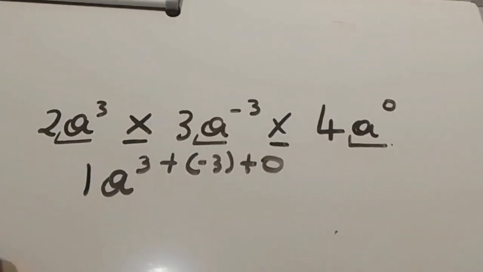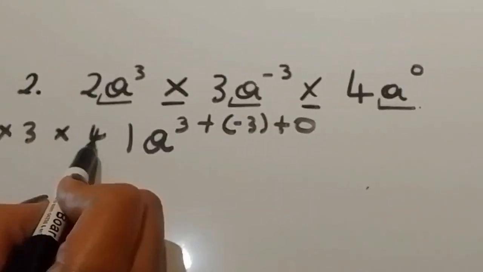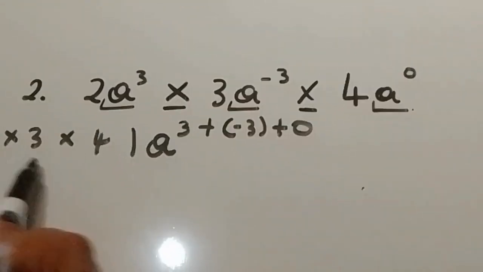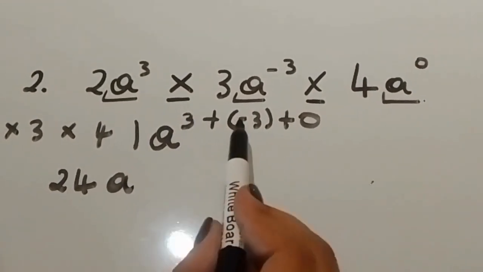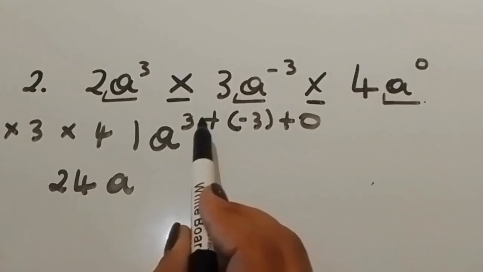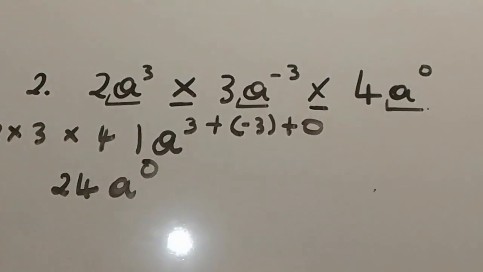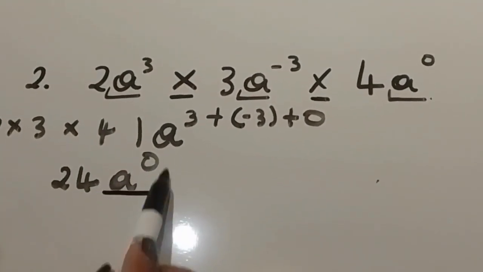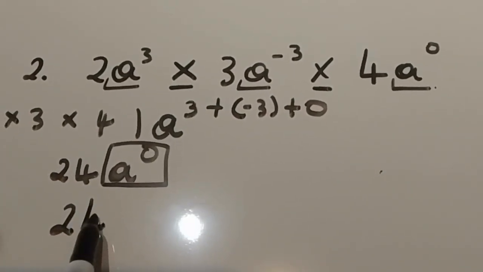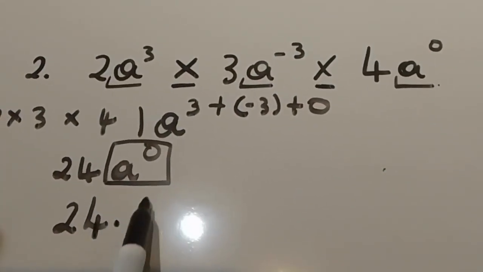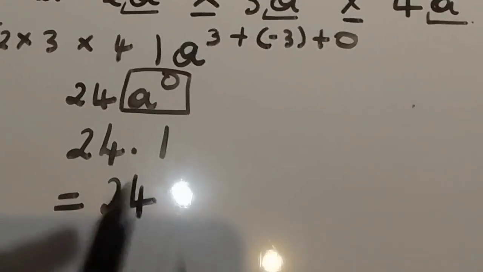And then the constants here, we can just treat them separately as 2 times 3 times 4. What we then have is 24, a to the power of 3 minus 3 plus 0, which is 0. What have we learned about anything to the power of 0? That is equal to 1. So this is the same as 24 multiplied by 1, and the answer is 24.